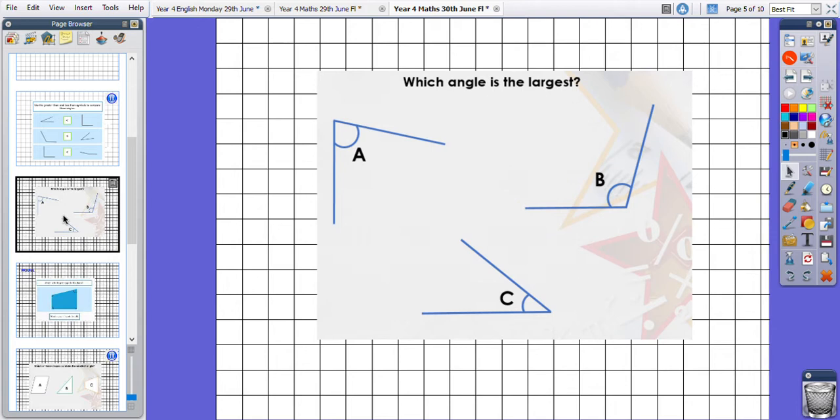Okay, which angle is largest? So having another go here then, if you need to, remember to draw in your 90 degrees to find which angles are acute and which angles are obtuse, so you can then decide which angle is the largest. Pause the video and have a go.